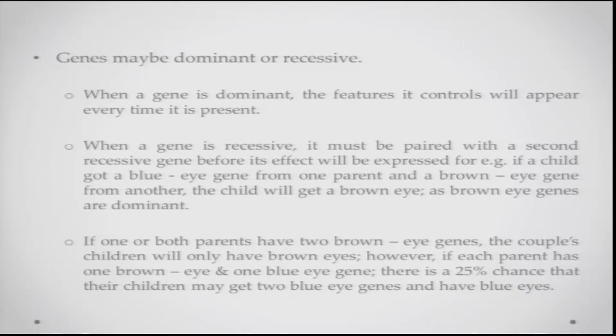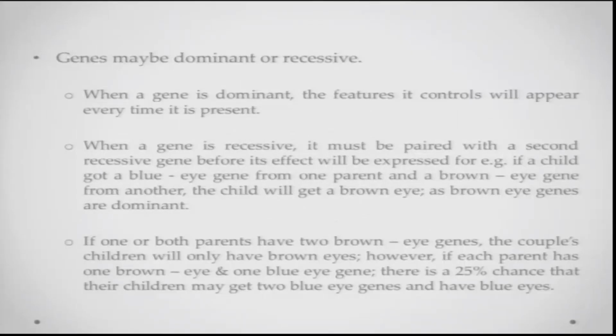Now how do genes manifest? Genes could be dominant genes or recessive genes. A dominant gene is one where, every time it appears, the features that it controls will be present every time. And then there is a recessive gene. A recessive gene is one that must be paired with a second recessive gene before its effect will be expressed. For example, if a child gets one blue eye gene and one brown eye gene from the parents, the child will always end up getting brown colored eyes, because the brown eye gene is the dominant gene. So it will express itself every time it is present in the genetic makeup of somebody.